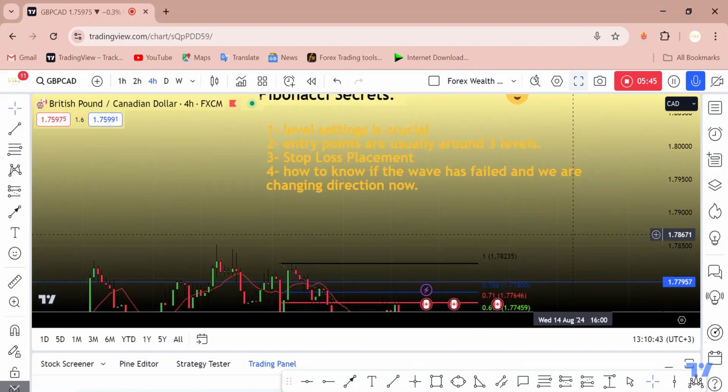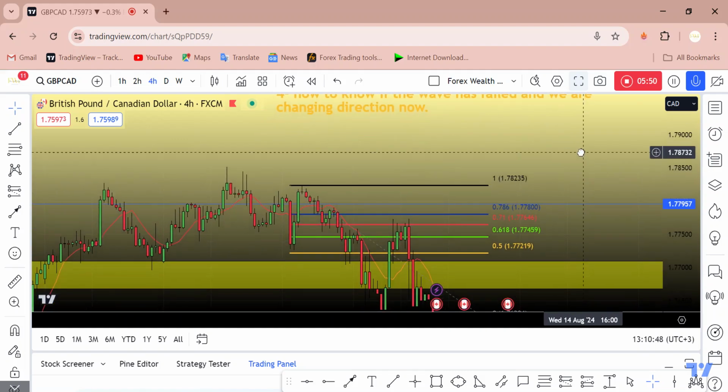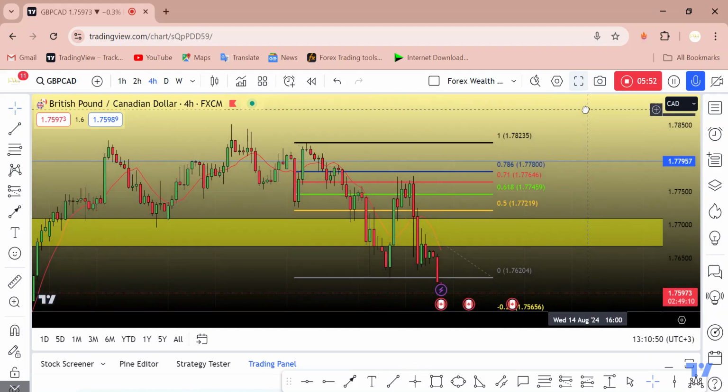The third point, stop loss. Stop loss is crucial in any trade. You never enter a trade without a stop loss. So does the Fibonacci tool help you put your stop loss? Yes, of course it does.